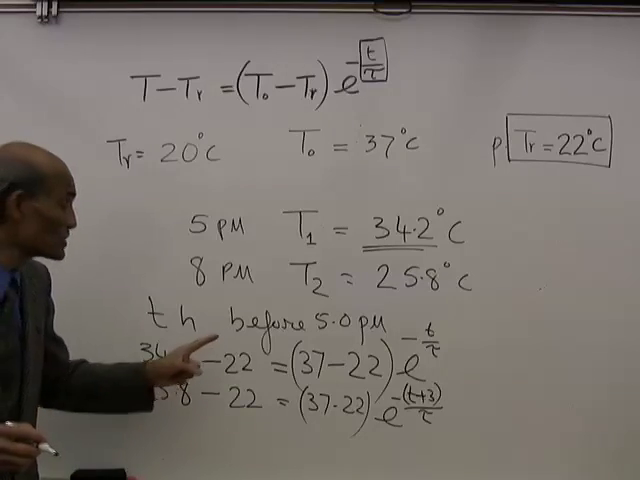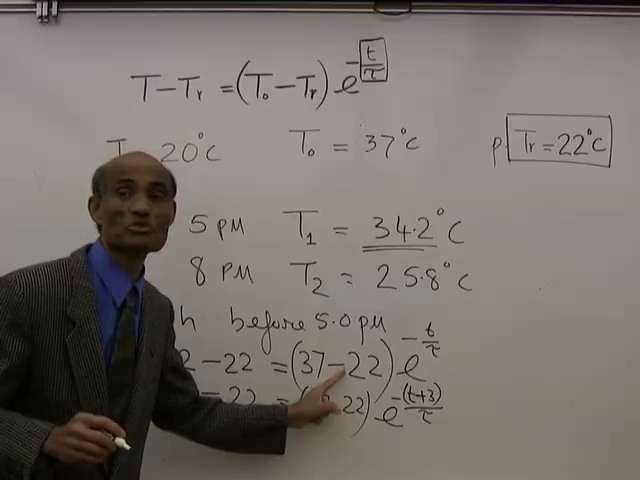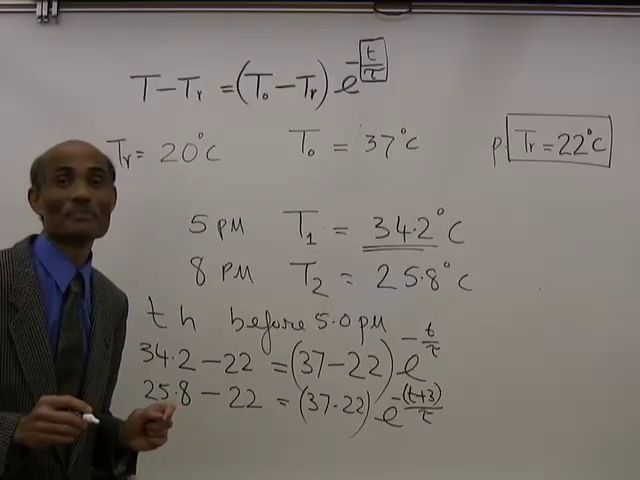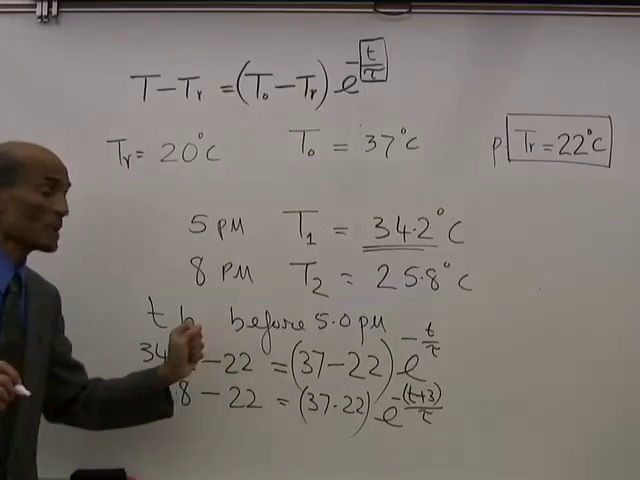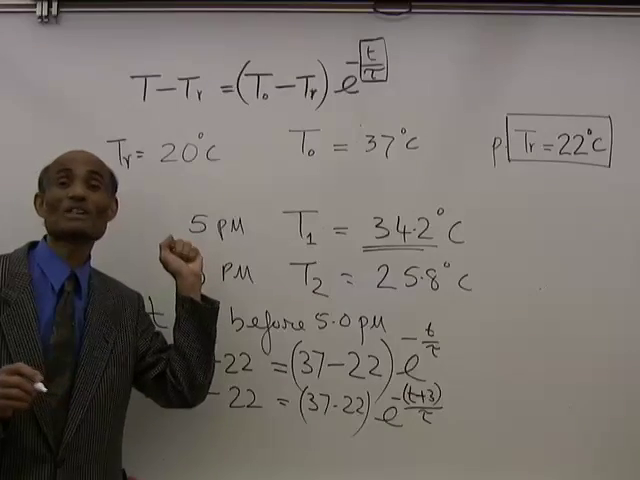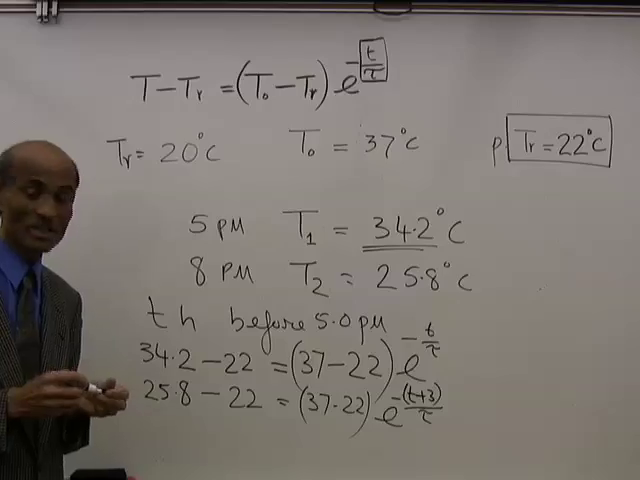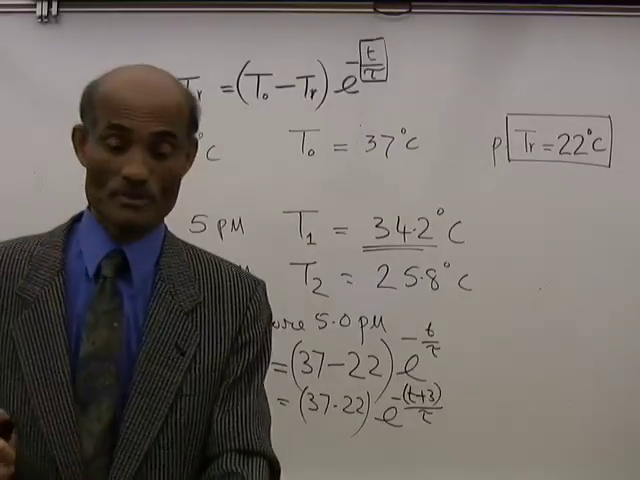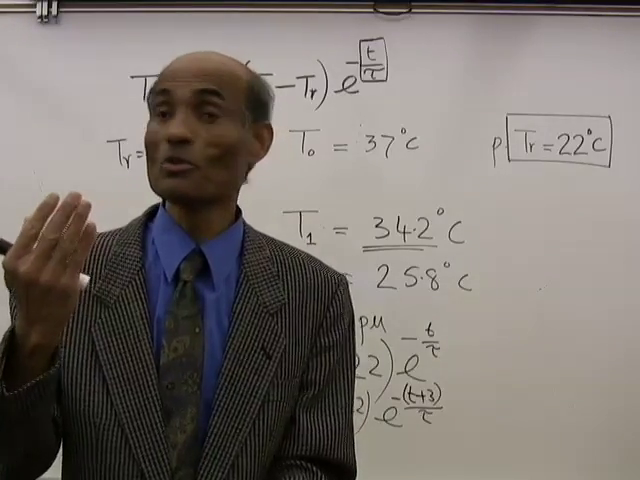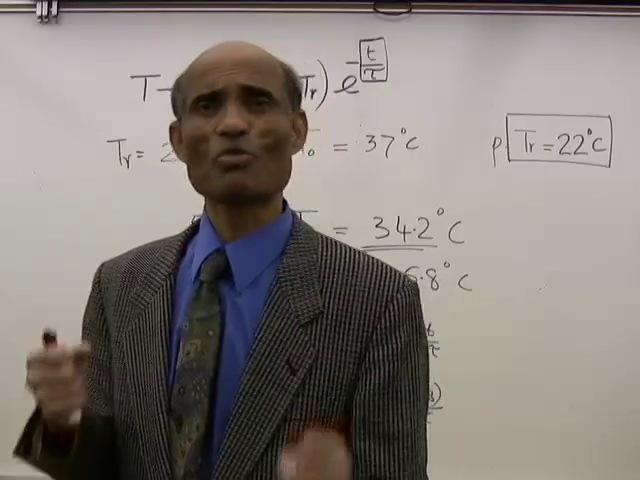Now I'm going to leave it for you to solve these two equations. I want you to use these two equations and solve for that time. That time t is the number of hours before 5 o'clock, and that will give you the time of death. All right, I want to see how many of you will solve that equation correctly. Well, that is a good lab. Take some time and do a good write-up and tell me what is wrong with the method.